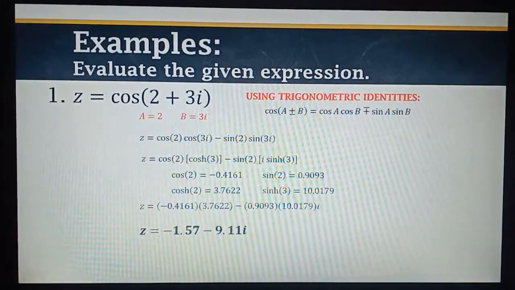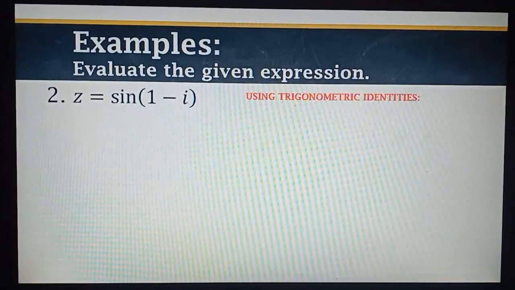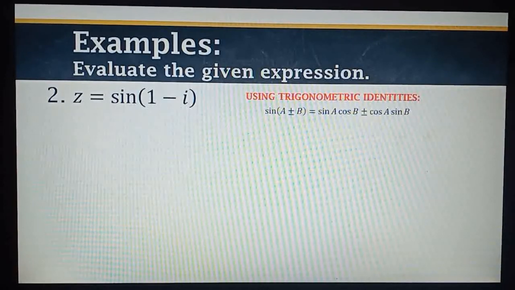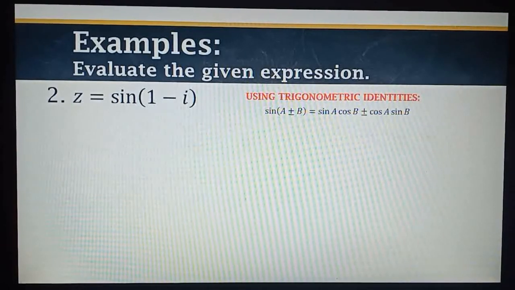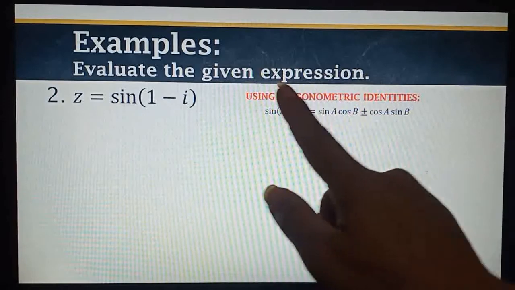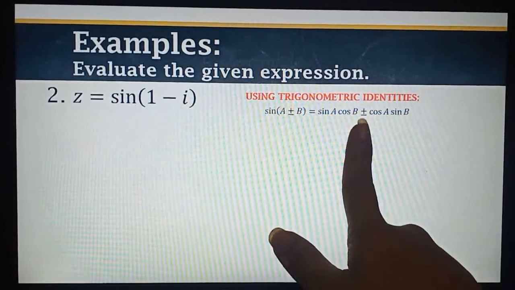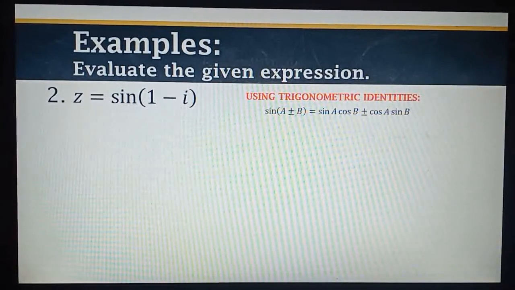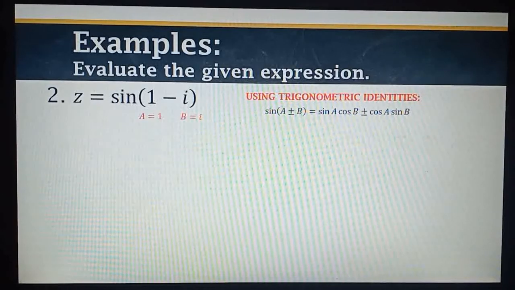So, let's go to the next example. Let's say you have z equals sine of 1 minus i. We have the trigonometric identity of the sine of a plus or minus b, that is equivalent to sine of a cosine of b plus or minus cosine of a sine of b. So if it's plus, the middle sign should be plus. Then if it's minus, the middle sign should be minus. Then identifying the a in our equation, that is 1. Then the b is i.